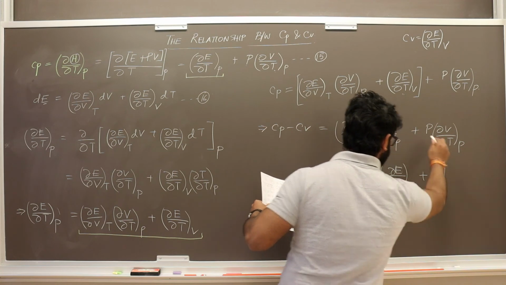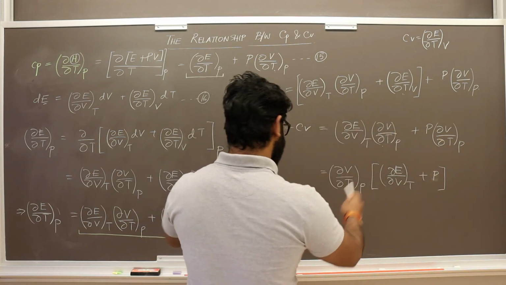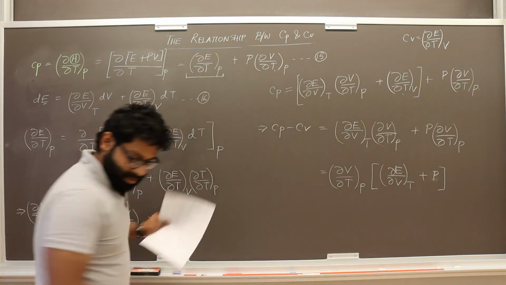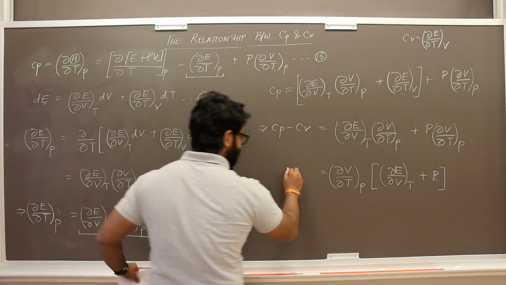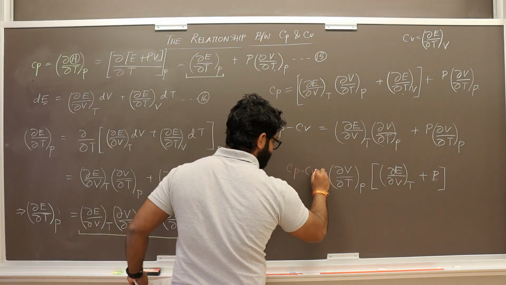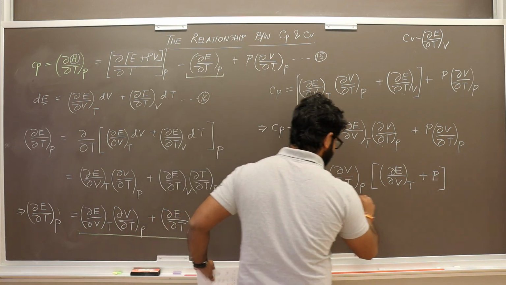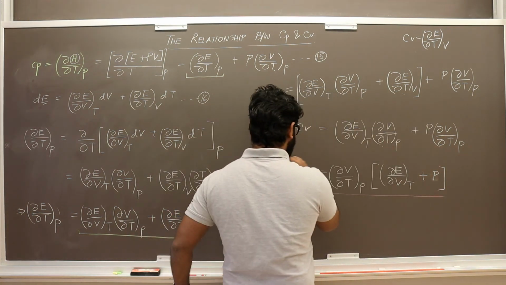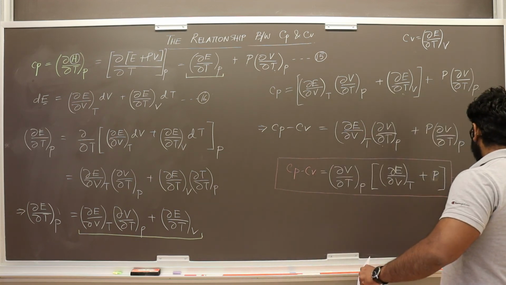There's a P in here, right? So del V del T at constant P, times P plus del E del V at constant T. Okay, so we got it. So this is the relationship between Cp minus Cv in general. We will just give it a number, 17.